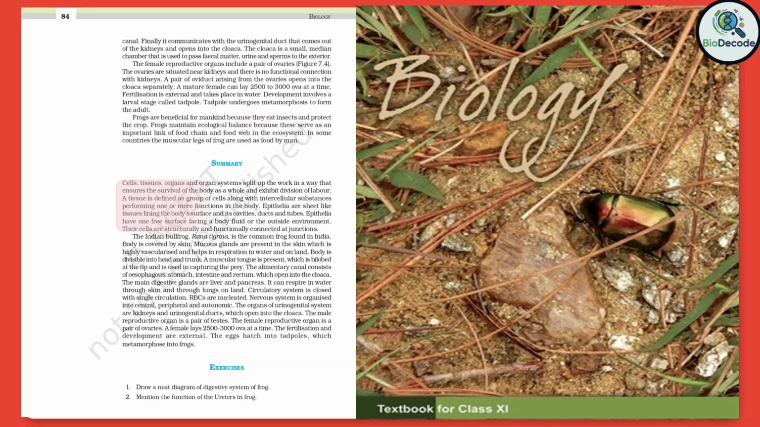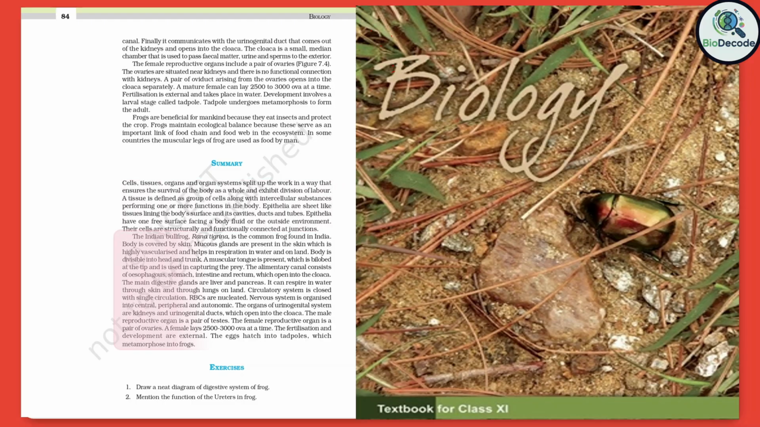Summary: Cells, tissues, organs, and organ systems split up the work in a way that ensures the survival of the body as a whole and exhibit division of labor. Tissue is defined as a group of cells along with intercellular substances performing one or more functions in the body. Epithelia are sheet-like tissues lining the body's surface and its cavities, ducts, and tubes. Epithelia have one free surface facing a body fluid or the outside environment. Their cells are structurally and functionally connected at junctions.